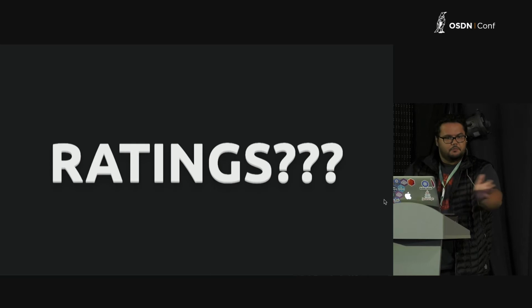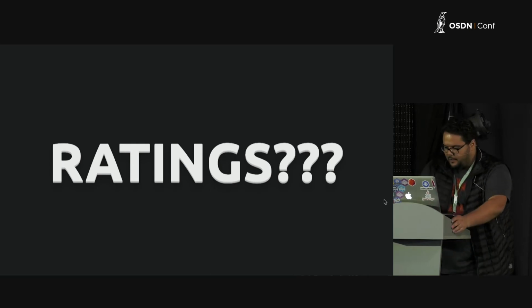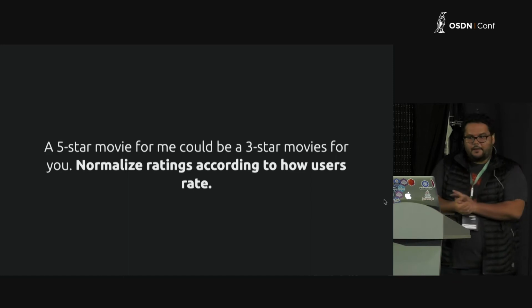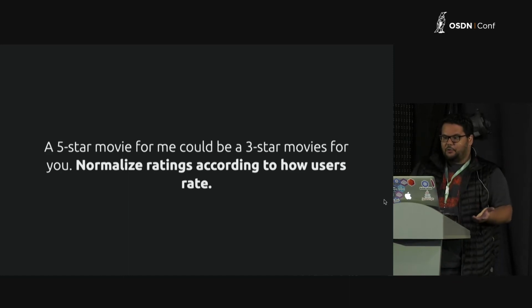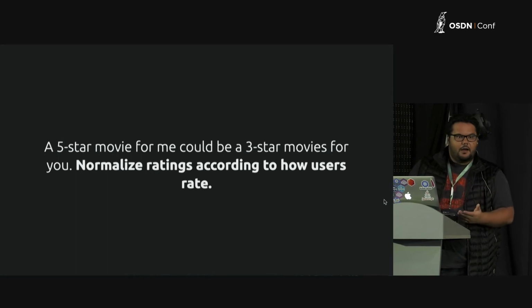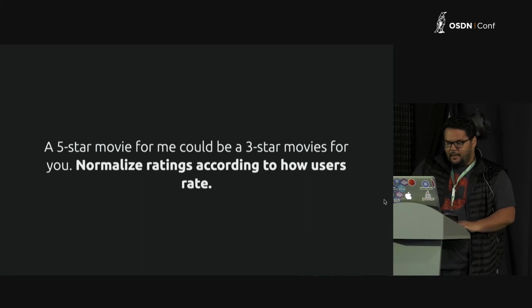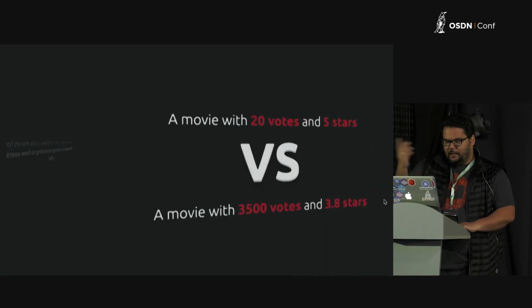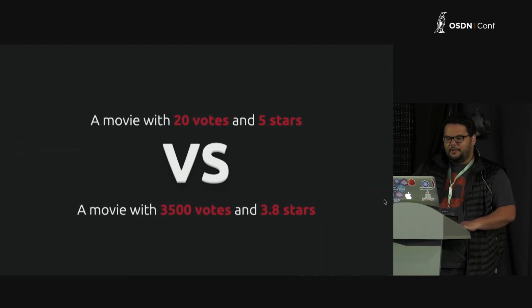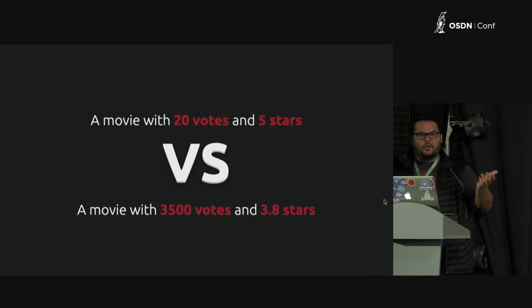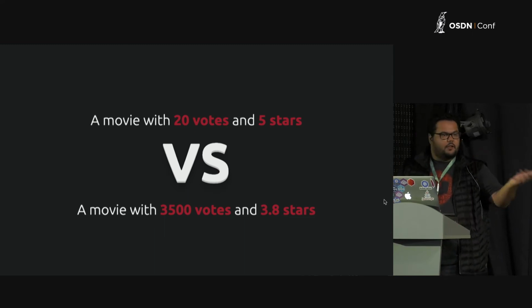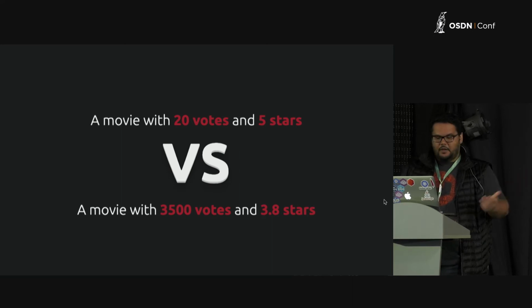What about ratings? Yeah, it makes a lot of sense to add ratings, right? There are some issues with ratings. One of them is that a 3-star movie for me could be a 5-star movie for you. So how do we normalize the data when dealing with ratings? We are not doing this here, but we are doing another thing, which is, okay, what's more important? A movie with 20 votes and 5 stars, or a movie with 3,500 votes and 3.8 stars? So you can't just use votes directly.